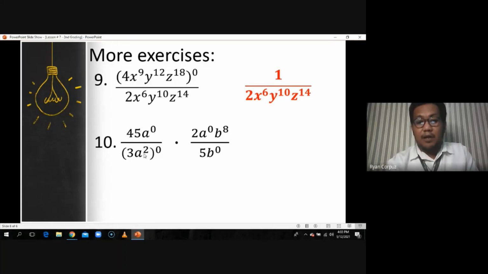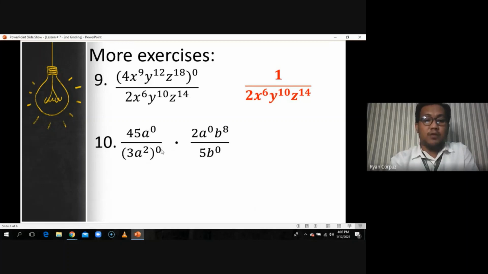Then on the denominator part, since the whole expression here was raised to 0, that whole expression will be equal to 1. So they are different. Here in the numerator part, only a was raised to 0. But on the denominator part, the whole expression itself was raised to 0.